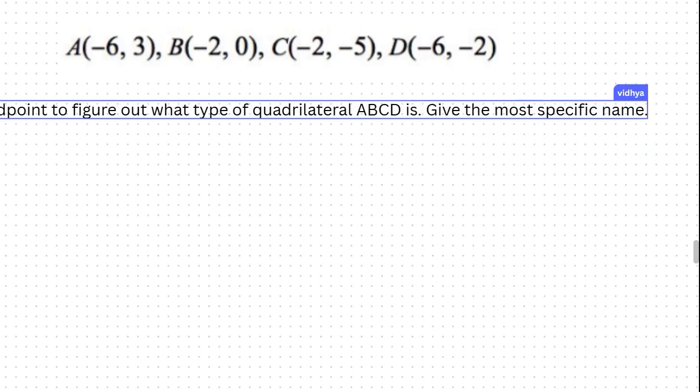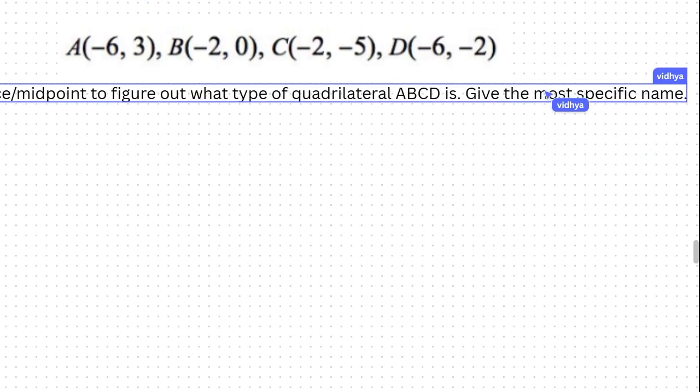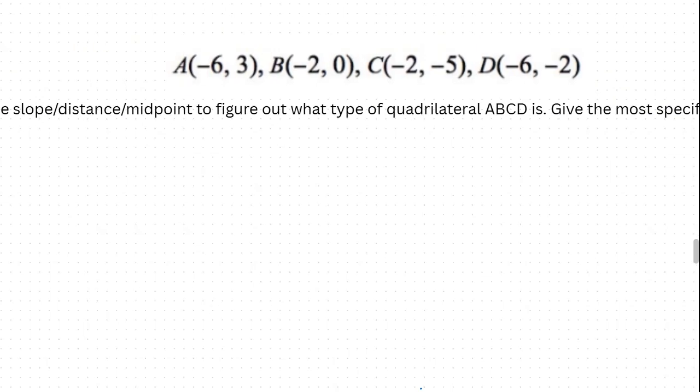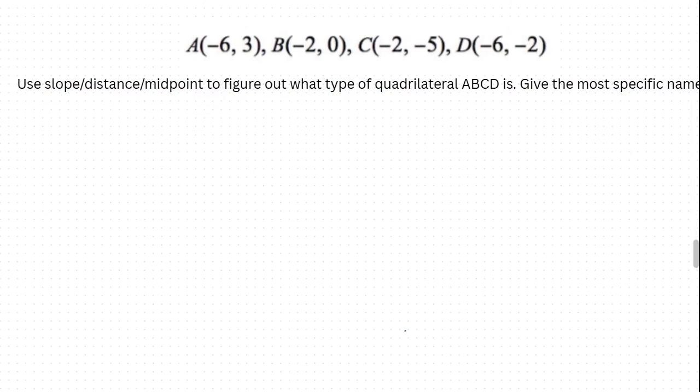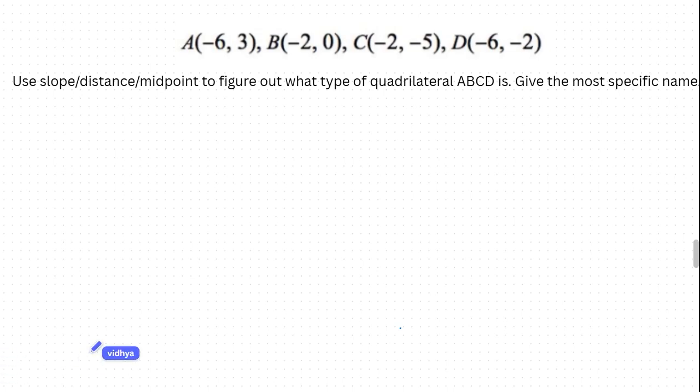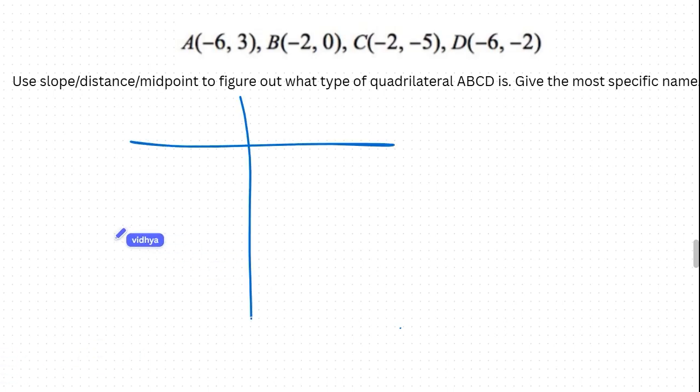Okay, next, I'll tell you one trick. Draw a table, a 3-column table. On one side, you have to write the sides, and on the other side, the slopes of the sides.